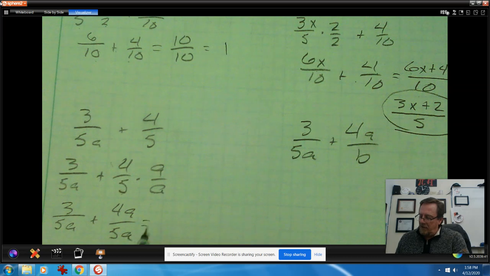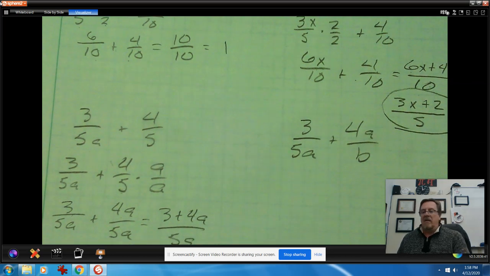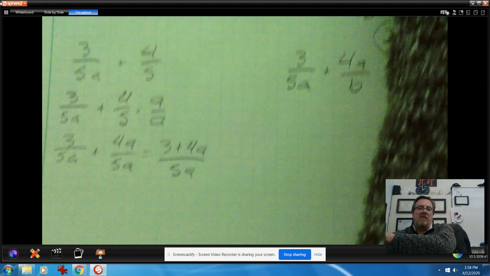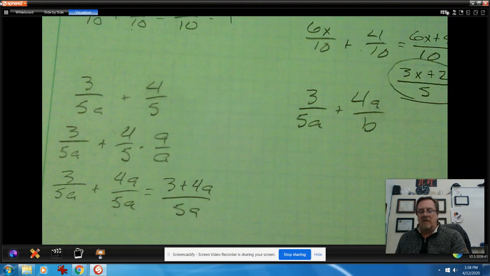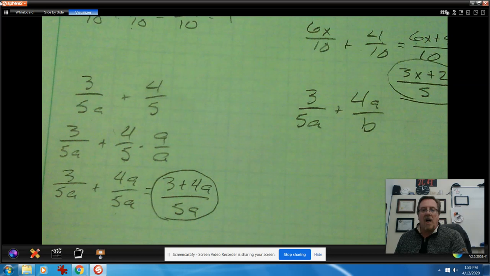And that leaves us, when we have the same denominator, we now can add our numerators to get 3 plus 4a over 5a. Okay? Yeah. That would be our answer. Ta-da!